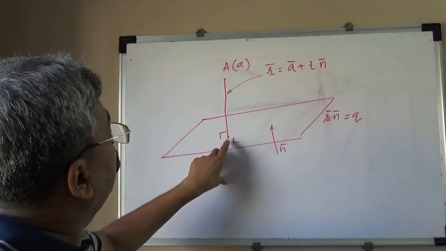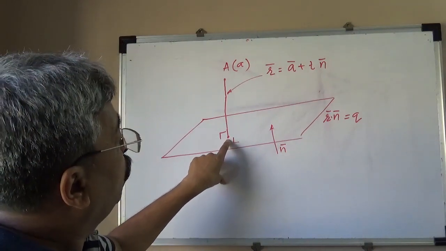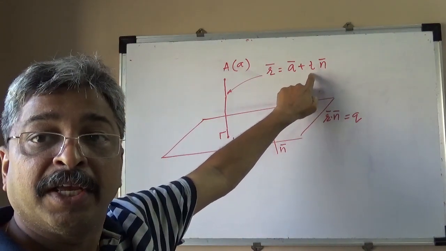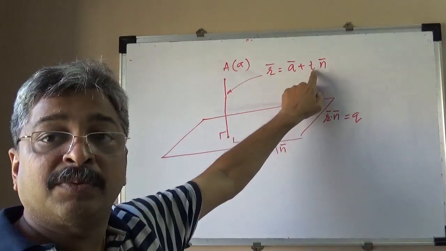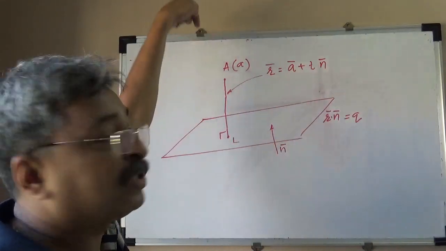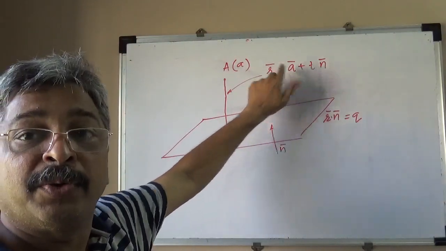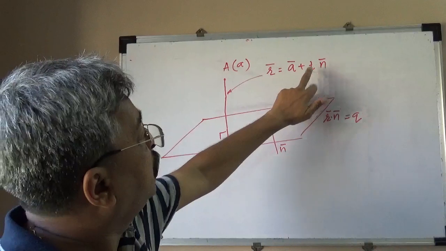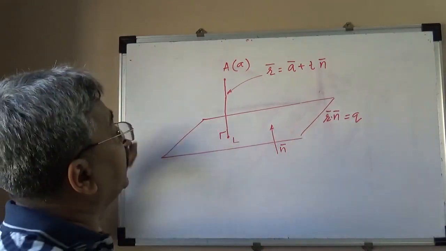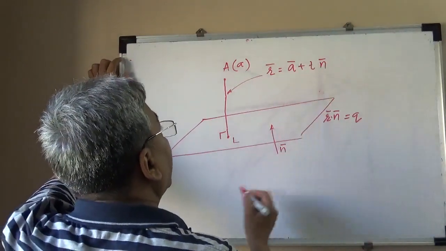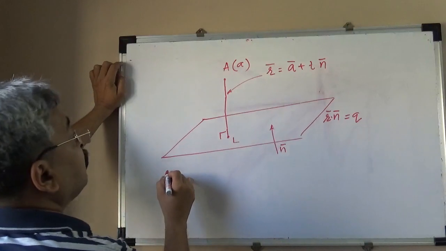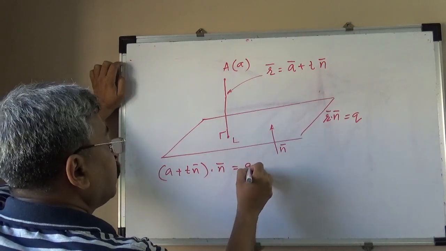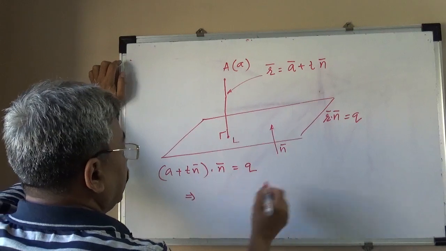Now we are supposed to find out the foot of the perpendicular. So we solve the line simultaneously with the plane and get the value of t, that is the parameter. This equation means for different values of t, you keep getting different points on this line. If t is equal to 0, you get r is equal to A, that is our base point. So we need to find the value of t, the parameter, for point L on this plane. Therefore, we need to solve them simultaneously, and if r is put in this equation, we get (A plus t n bar) dot n bar is equal to q. Now we have to solve this for t.